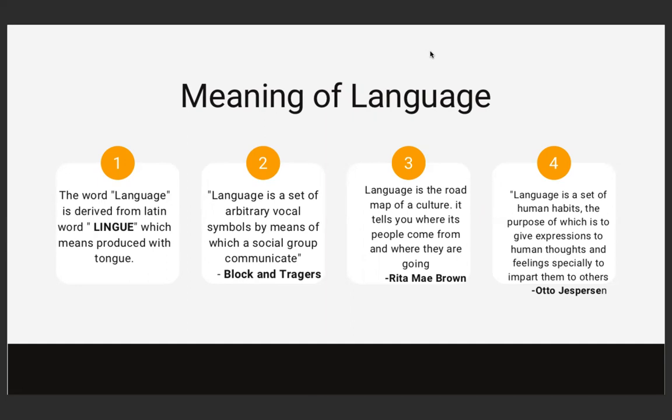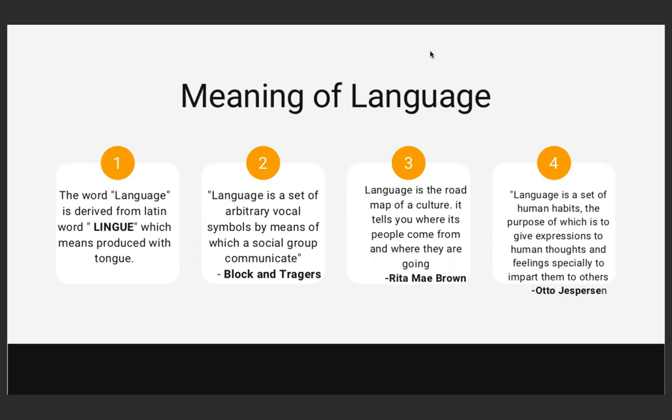And they said that language is a set of arbitrary vocal symbols, which means it all depends upon human choice and the culture to which they are related. They use their language to communicate in their social group. So this is their statement: language is a human choice with the help of which we can communicate in our social group.